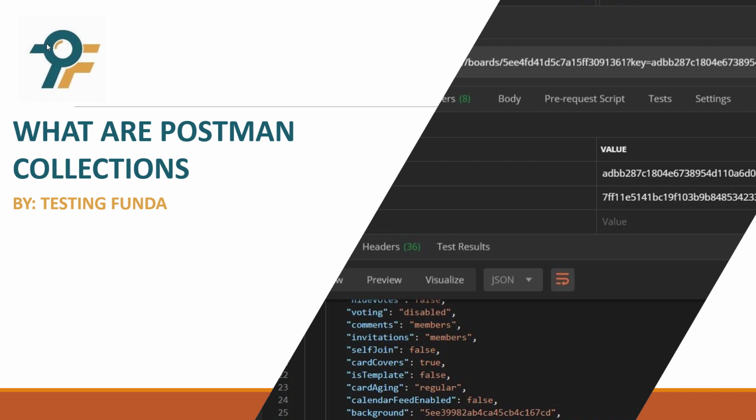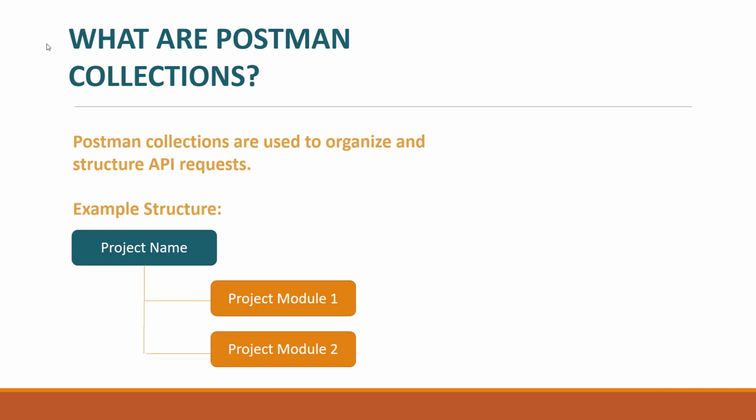In this tutorial, we will learn about the Postman collections. So let's begin. So what are the Postman collections? Basically, Postman collections are used to organize and structure your API requests. For example, if you are working on a project, then your main collection or folder would be the project name.